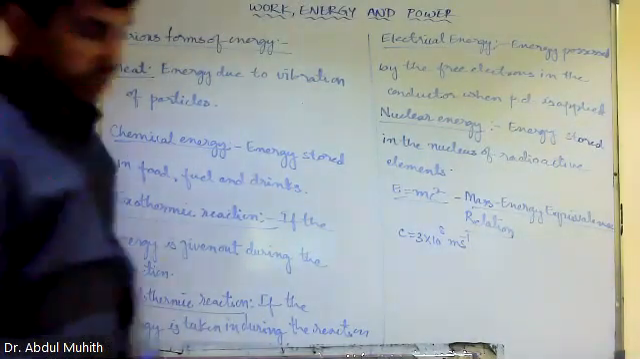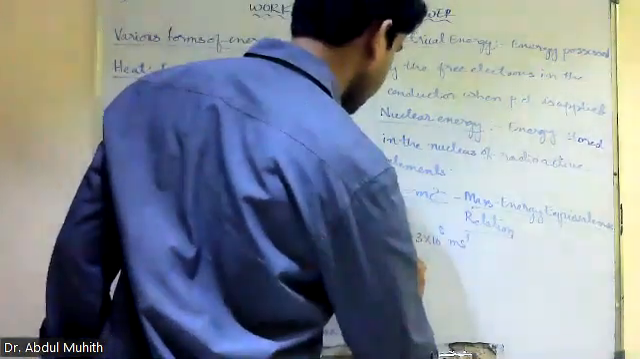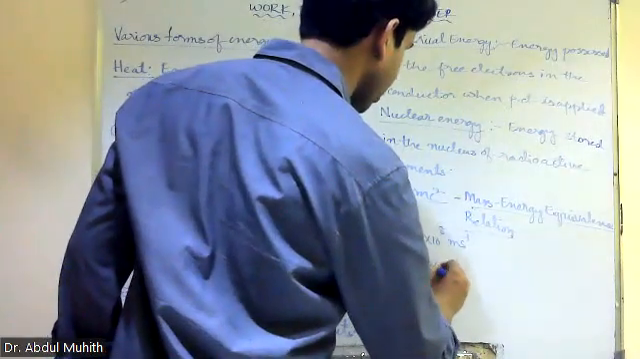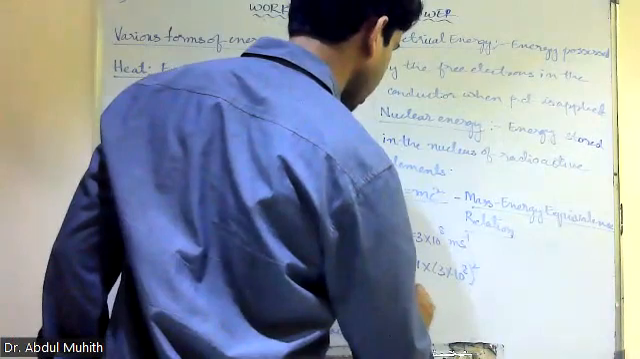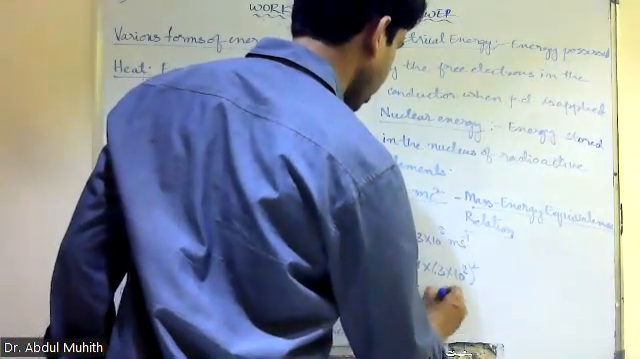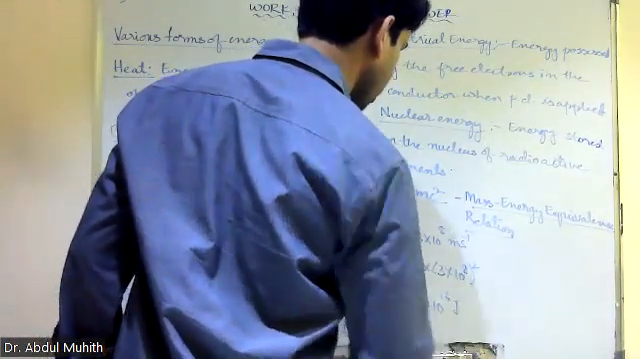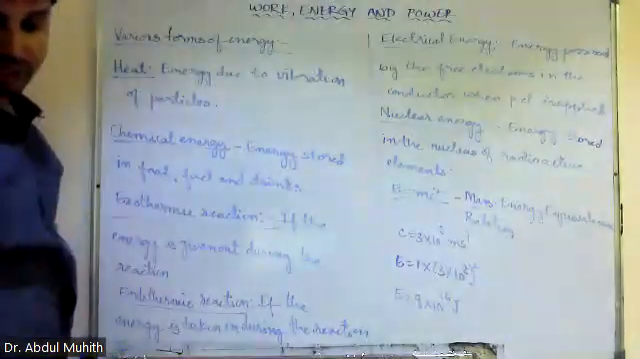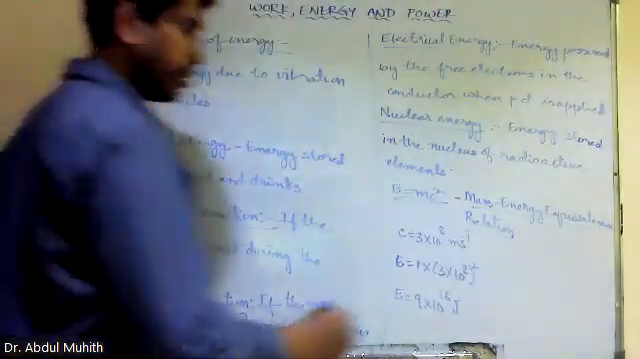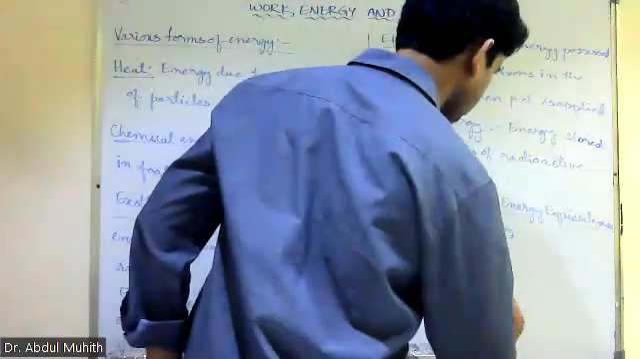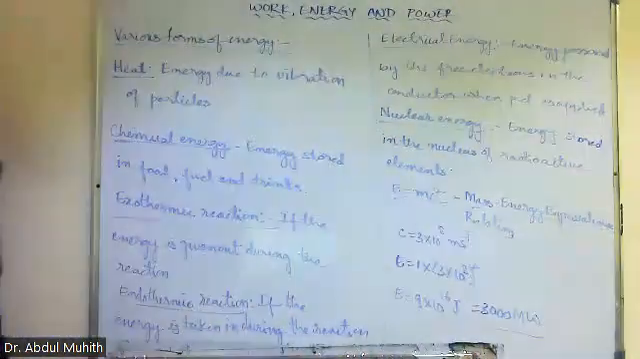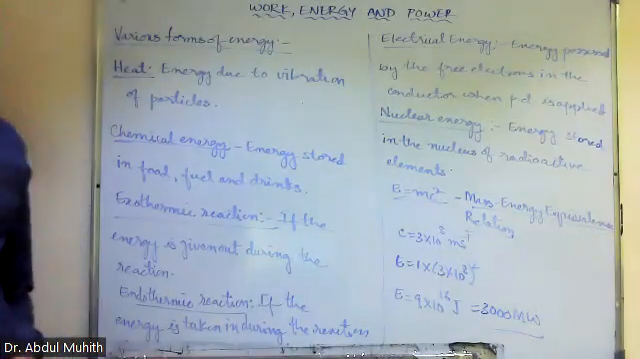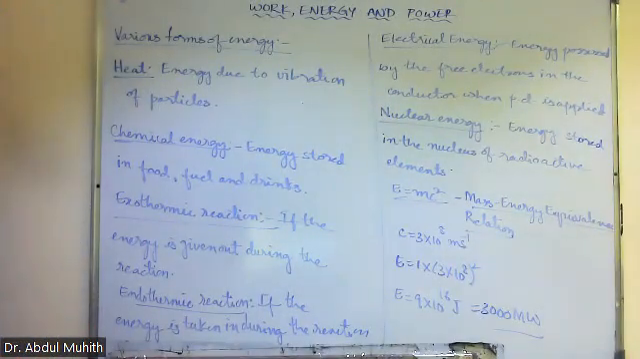So if I am taking 1 gram, E is equal to what? E is equal to 1 into 3 into 10 to the power of 8 whole square. So that will become E is equal to 9 into 10 to the power of 16 joules. Mega means how much? Mega means 10 to the power of 6.